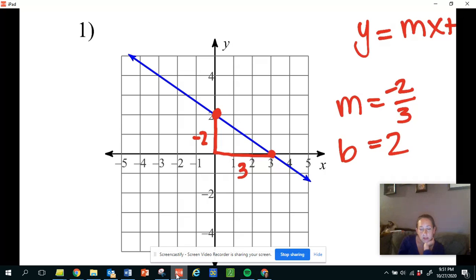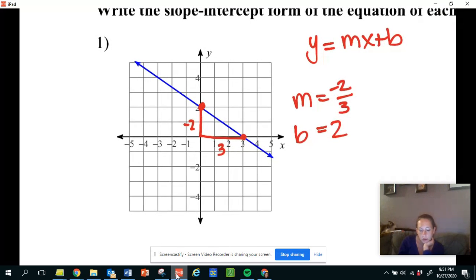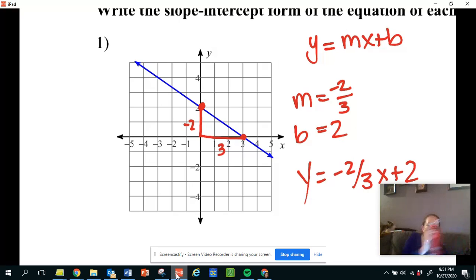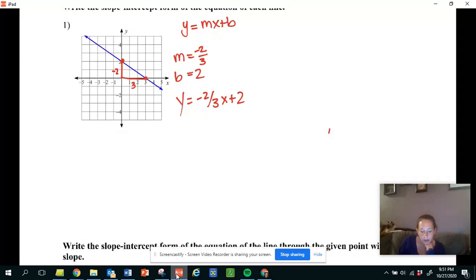Remember that if a line is going down from left to right, the slope should be negative. Up from left to right, it's positive. So that makes my equation y equals negative 2/3 x plus 2. Cool. All right.